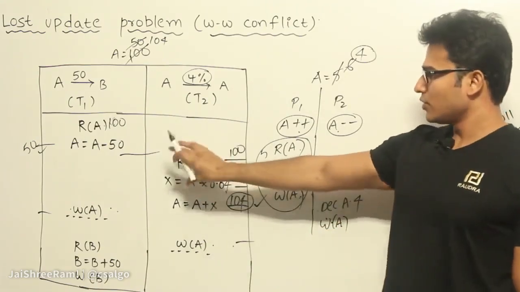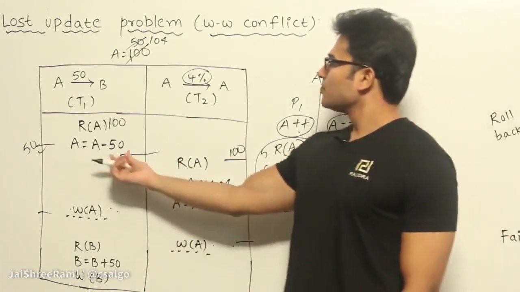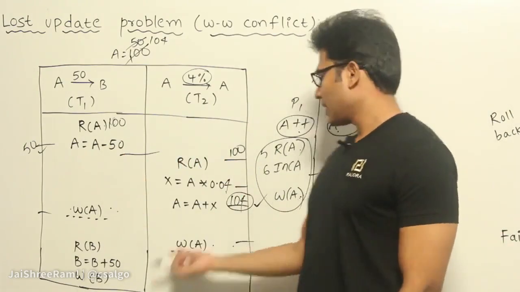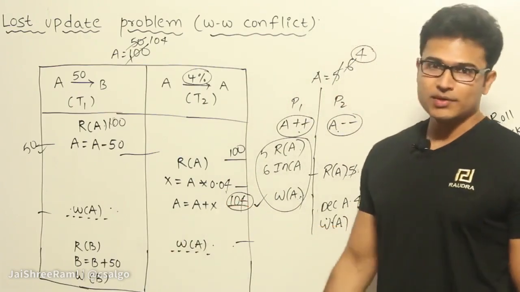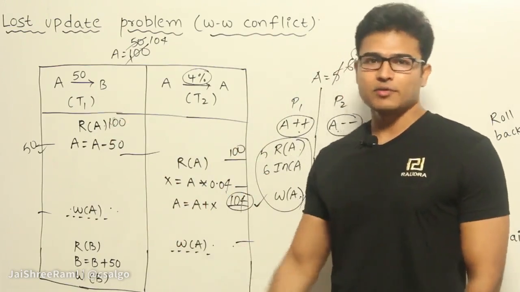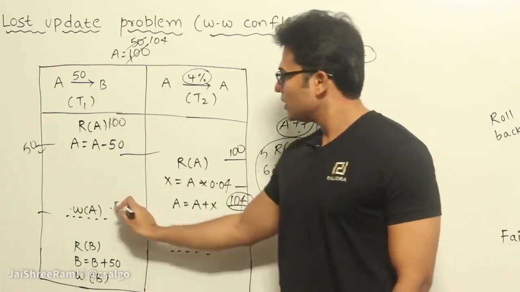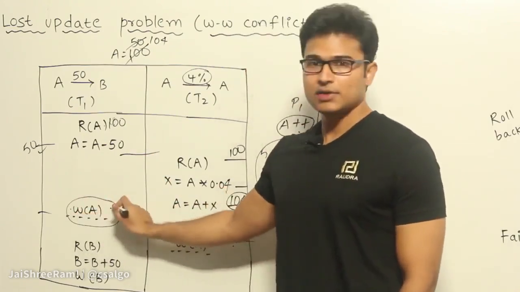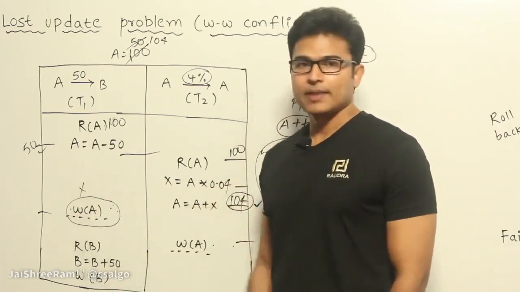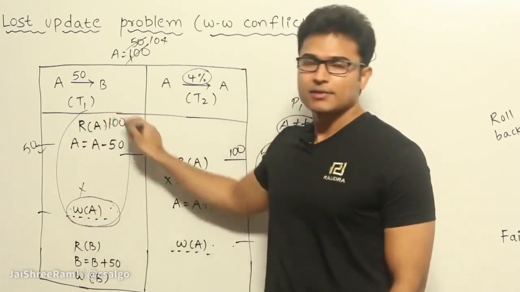Actually, if it had been done one after the other, what should happen? There should be a change of 50, and then you have to increment it by 4%, or the other way around, first increment by 4% and then deduct 50. The actual answers would have been different, right? But because of this problem, one of the updations, which means actually this updation, is completely lost. So the overall effect is as if this has never happened, isn't it?